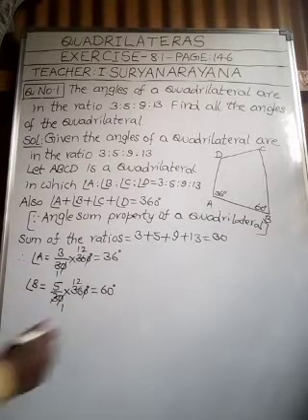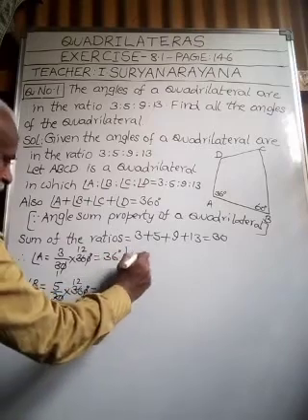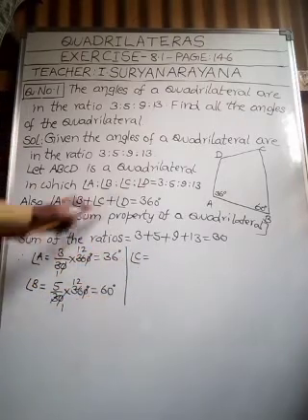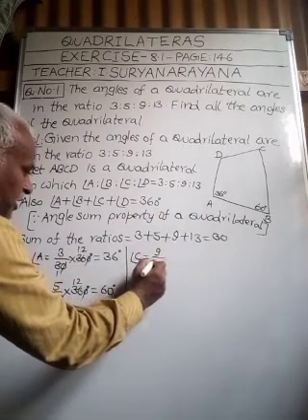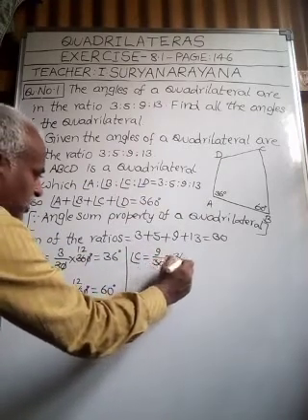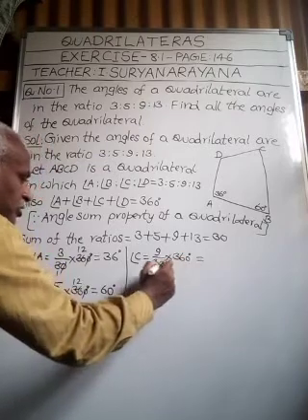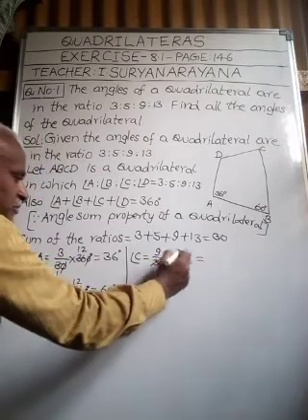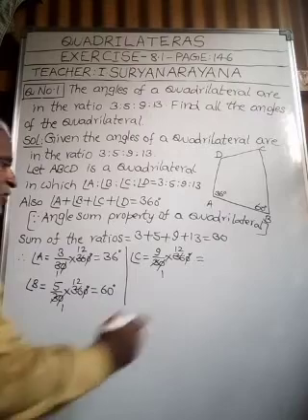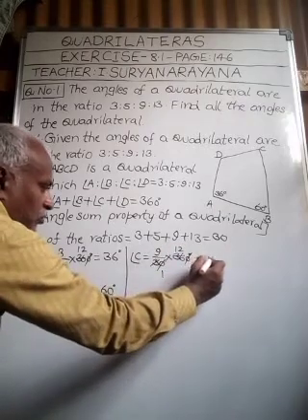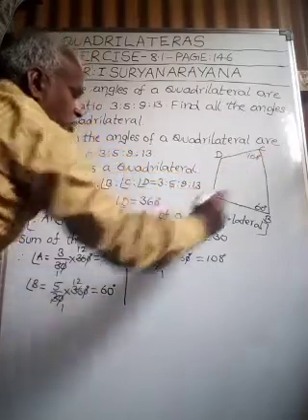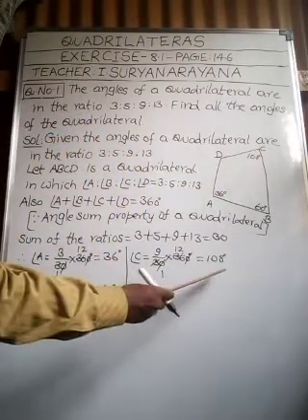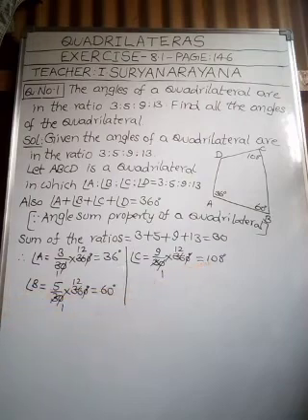Right. Now angle C. How many parts is angle C? 9 parts out of 30. So 9 by 30 into 360 degrees. Here the 0s get cancelled. 3 once is 3, 3 12 times. 9 into 12 is 108 degrees. So angle C is equal to 108 degrees. Understood angle C, my dear children?